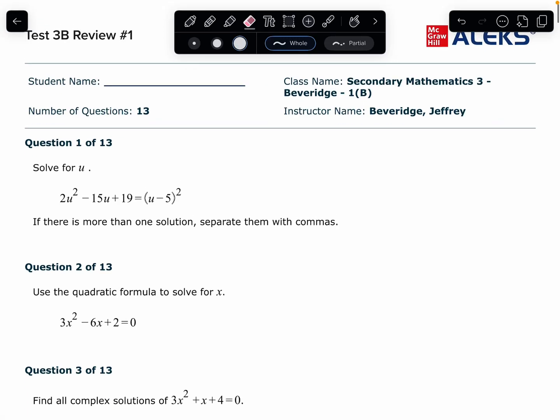Hey guys, I'm going to run through the review for the upcoming 3B test. So starting with chapter 1, we're just simply asked to solve this equation right here. So let's get into it.